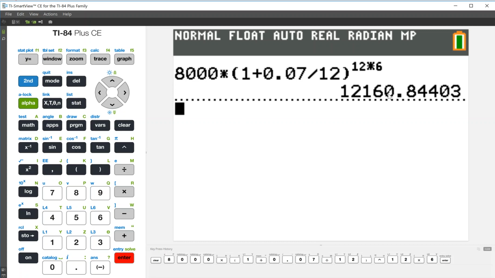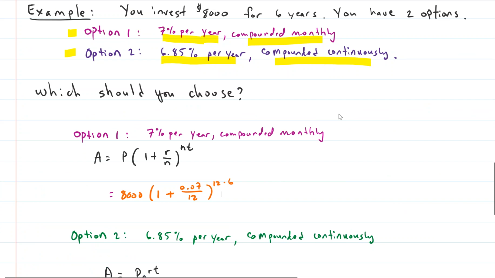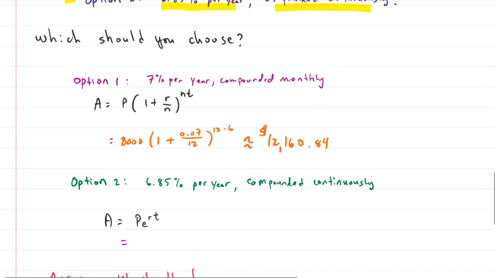$12,160 and 84 cents. 12,160.84. That's approximately $12,160 and 84 cents. That's not bad. We start with 8,000 and we had it in there for 6 years, and we got over 50% return. That's not bad at all. Let's see what the other one is.